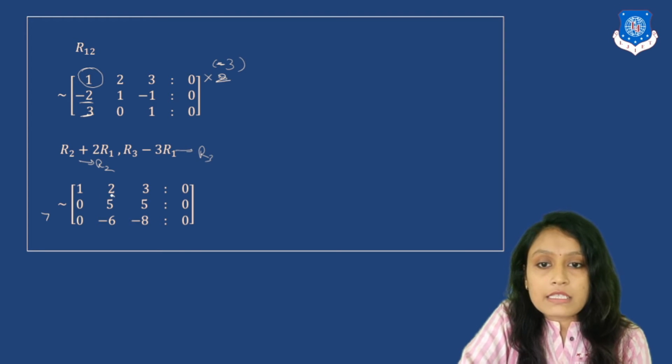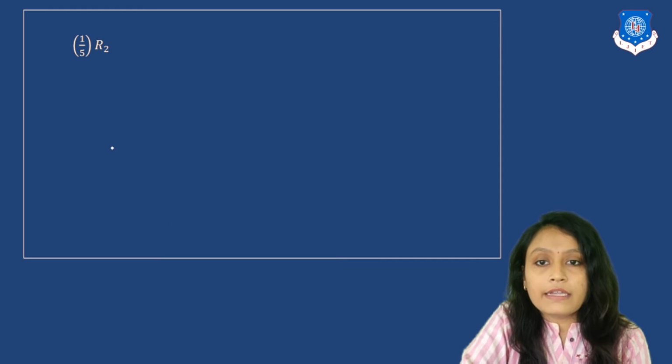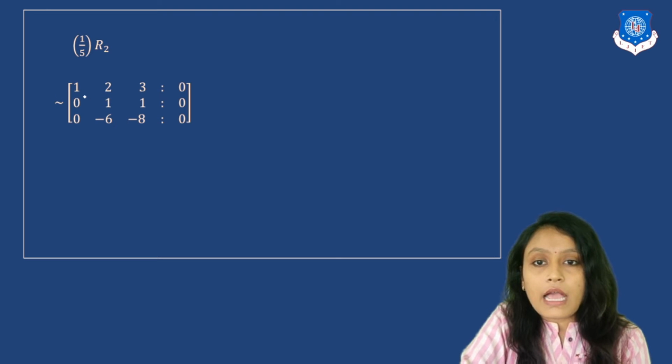Okay, now the next task is to make 1 over here. So we will divide it by 5, so 1 upon 5 R2. R1 and R3 will remain the same, and here we have 0, 1, 1, 0. Okay, now the next step is to make 0 over here.